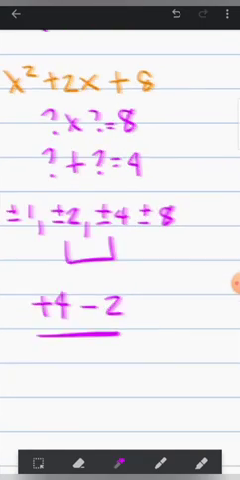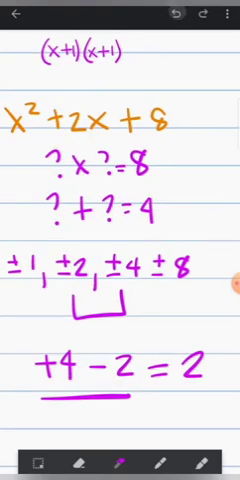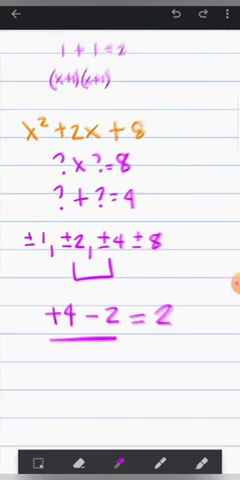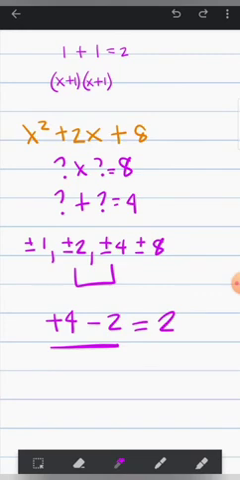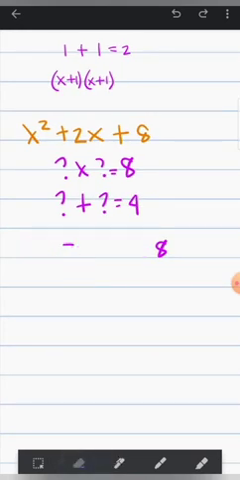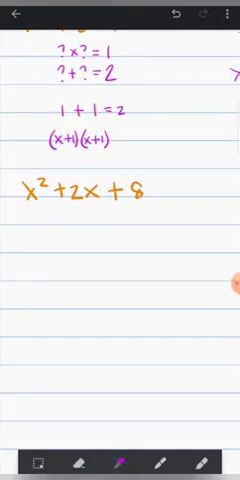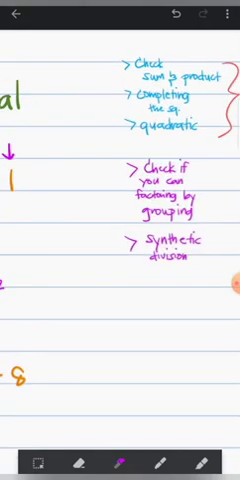So I think this is alright, because 4 minus 2 will give us 2. So we satisfy it, and 4 times 2, negative 8. Oh no, it's not matching. Didn't match. So by this time, sum and product won't work on this example. And so what we're going to do is to try completing the square, or the quadratic formula.